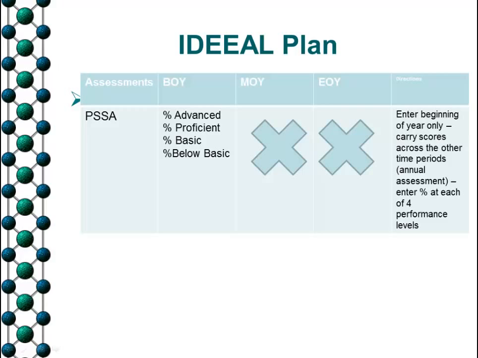As I mentioned before, the principal will make sure that the data is populated in the plan. You'll see on this ideal plan that you have the assessment listed, and then beginning of year, middle of year, and end of year. Obviously, PSSA is not going to change for middle of year and end of year. So in this particular example, you would just take this data and carry it over to the next column, and actually copy and paste it. You may have new CDT data, or you may have new benchmark data that you would include that would look different than the beginning of the year when you meet again in January.